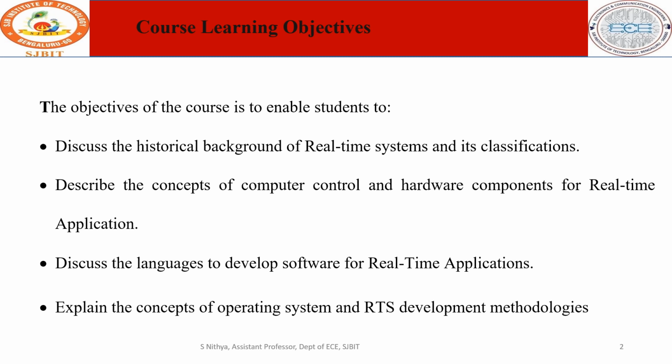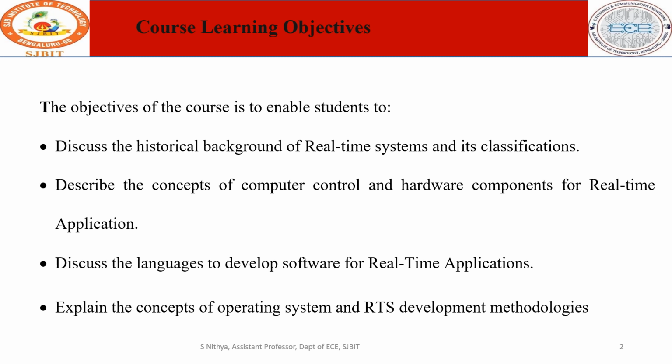When we come to the course learning objectives, what is the objective of the subject? The objective of the course is to enable the students to discuss the historical background of real-time systems and their classifications. Here we are going to talk about the historical background of real-time systems, the definitions of a real-time system, what types of real-time systems there are, how they work, and the classifications. All those things we are going to discuss.